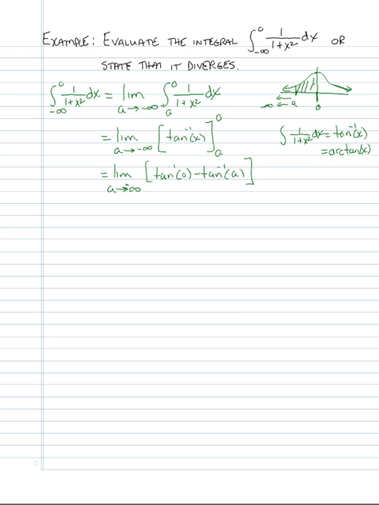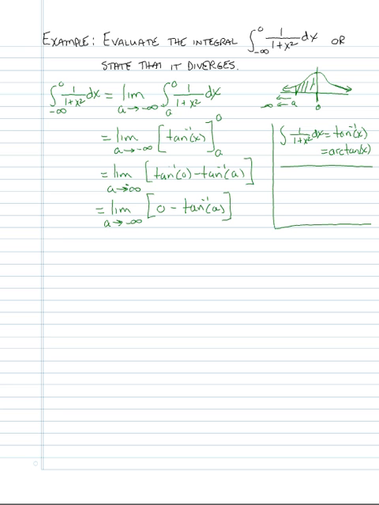Now, what's the inverse tangent of 0? Try without your calculator. It's the angle that we can take the tangent of and get a result of 0. Well, that value would be 0, right? The tangent of 0 is 0, so the inverse tangent of 0 is 0. So this becomes the limit then as a approaches negative infinity of 0 minus inverse tangent of a.